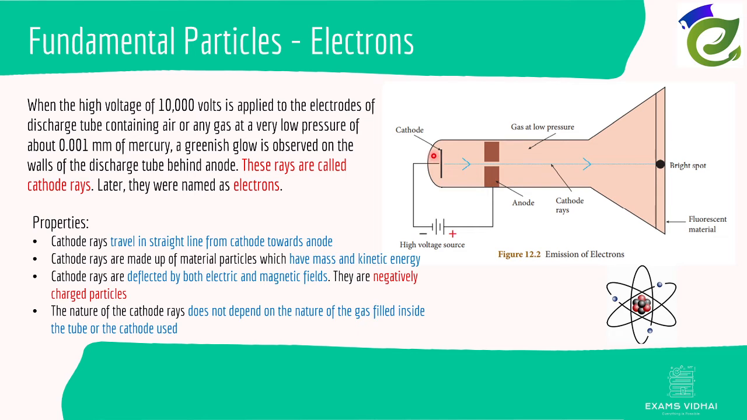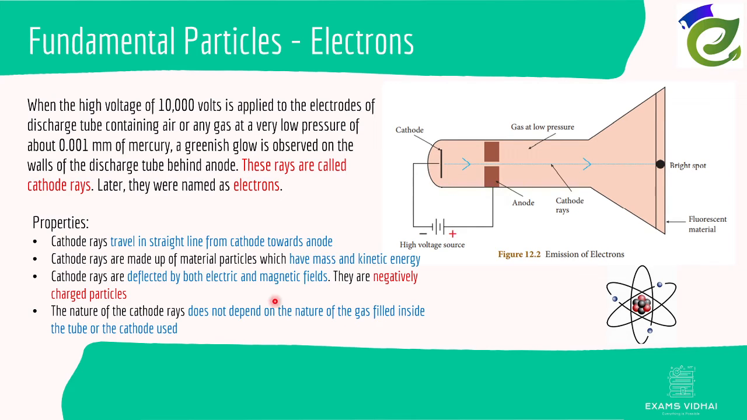So we do know cathode rays exist. Cathode rays always travel in a straight line from cathode to anode. This travel in a straight line is important, and cathode rays are made up of mass and kinetic energy, meaning they are something that exists in the physical world as well. They are not imaginary and they do follow the laws of physics. This is basically the meaning of the second point.